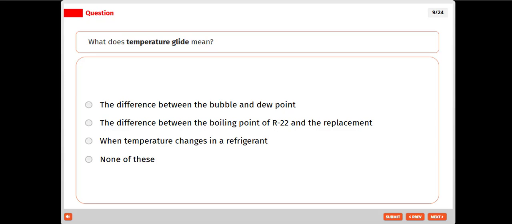What does the temperature glide mean? The difference between the bubble and the dew point. The difference between the boiling point of R22 and the replacement. The temperature change in a refrigerant. None of the above.